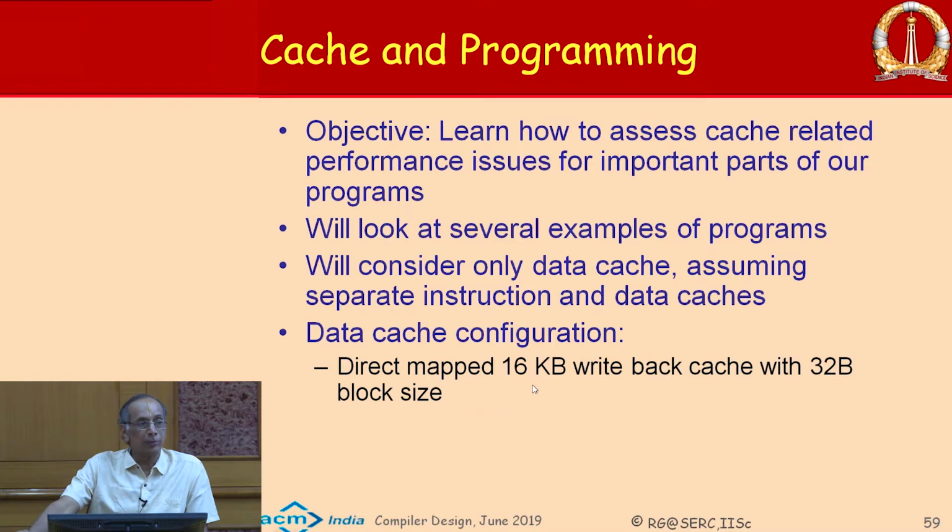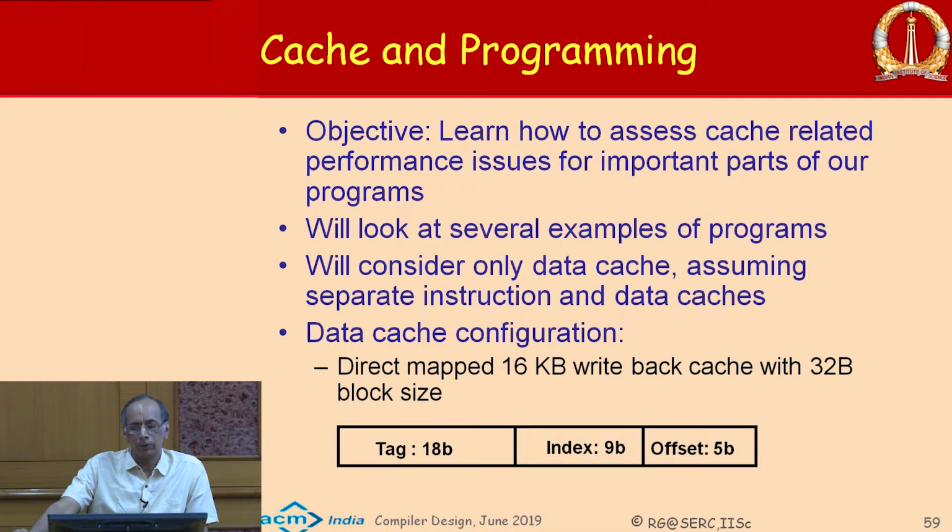We will use a direct map cache which is 16 kilobytes with 32 byte cache block size. I think this is going to be the example. Before we go into that, do you all know the three different types of cache misses? The cache misses are classified into three types, right? One called the cold misses, right? Cold or compulsory misses.